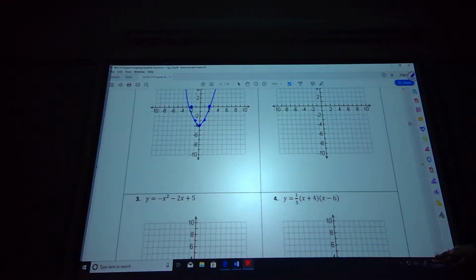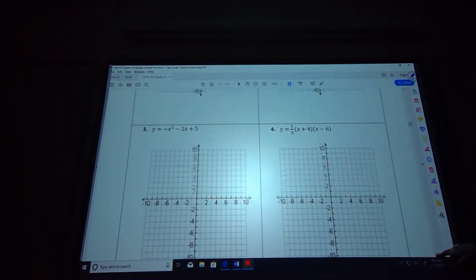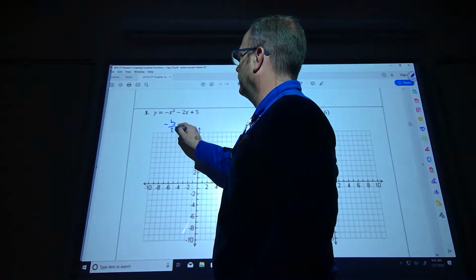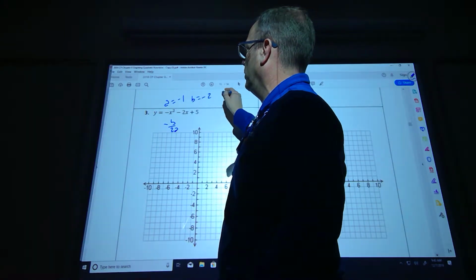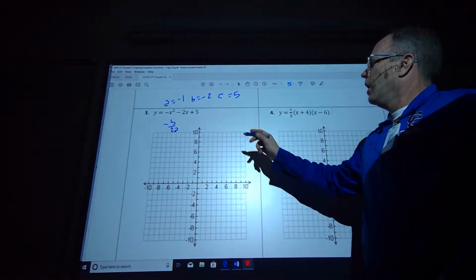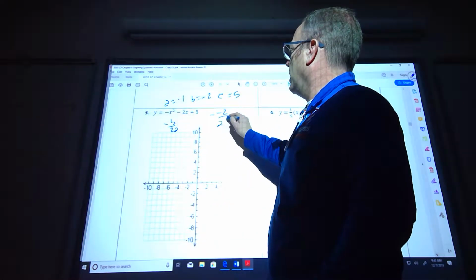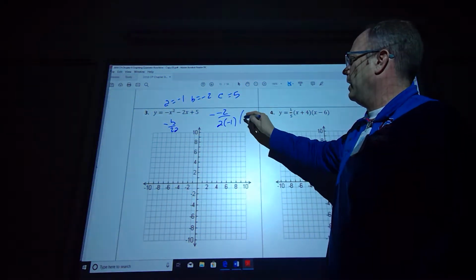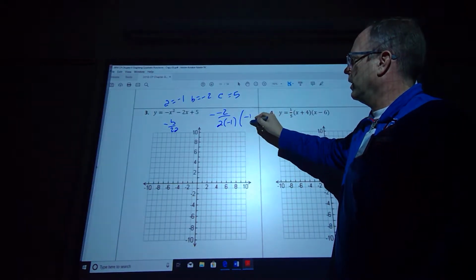Looks like this one we might have to use our negative b over 2a because it's not factored, right? So I'm going to use my negative b over 2a. You have to realize that your a value is equal to negative 1, your b value is equal to negative 2. Later in this unit, we'll find out what the c value is used for. Negative b over 2a, so I get negative 2 over 2 times negative 1. Wow, that's a lot of negatives, but negative has got to give me a negative answer. And then that's negative 2 over 2, which is negative 1.